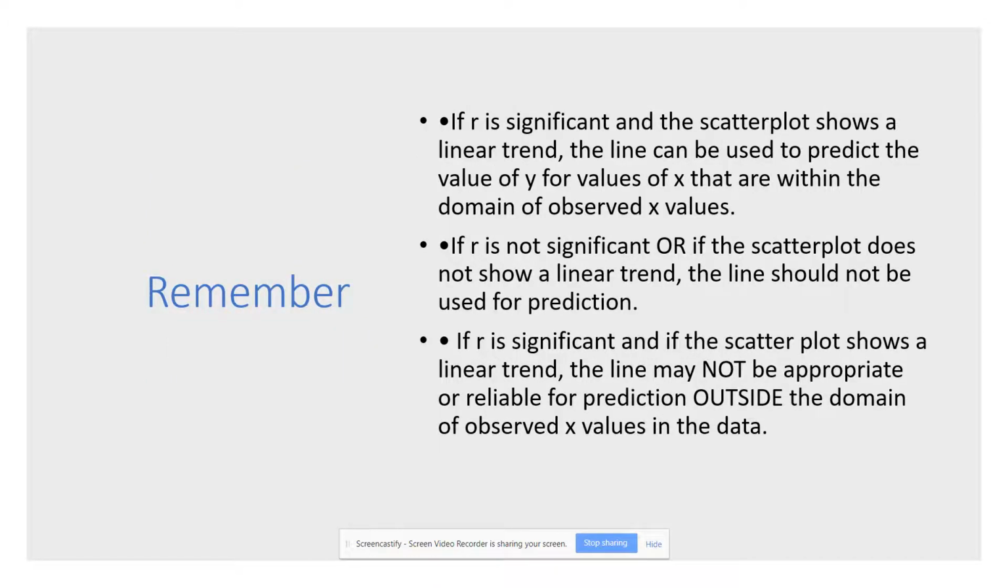So remember, if R is significant and the scatter plot shows a linear trend, the line could be used to predict the value of y based on x. If R is not significant, or if the scatter plot doesn't show a linear trend, you can't use the line. And if R is significant and the scatter plot shows a linear trend, the line might not be appropriate or reliable for predictions outside that range of data. And you always have to be careful of that. If you have a set of data, you can't predict outside of that set of data.